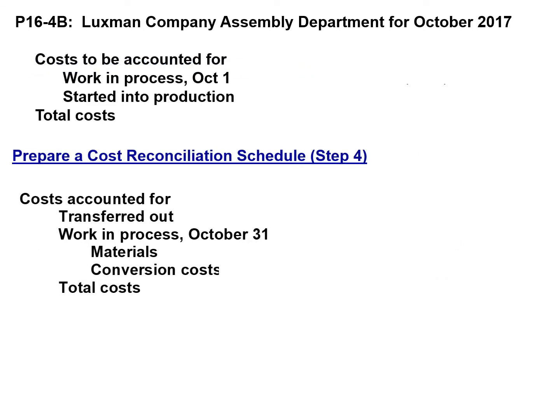All right, let's first determine the cost to be accounted for. We know that the cost in our work in process at the beginning of the month was $45,500. We also know that during the month we incurred over $1.2 million of cost. Our total costs are $1,298,400. Right, so now we have to determine how much of those costs were transferred out and how much of those costs remain in our work in process at the end of the month.